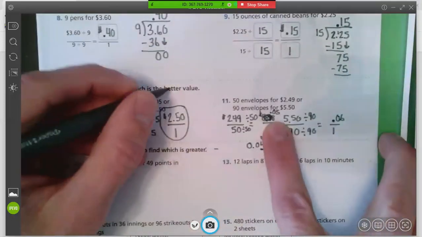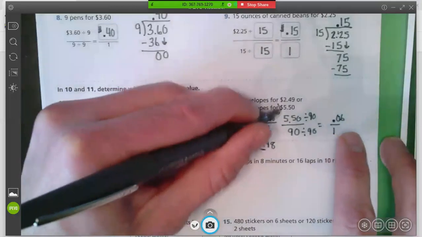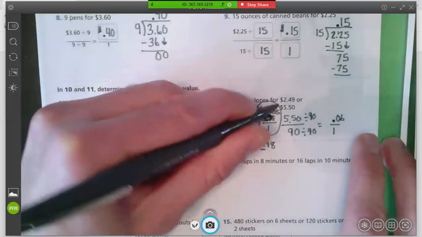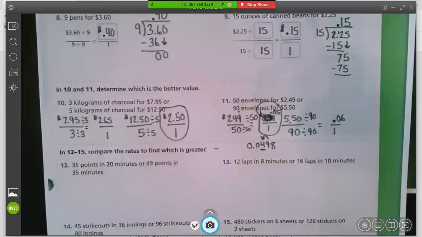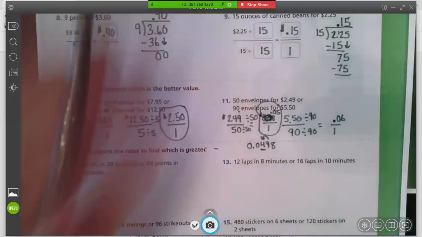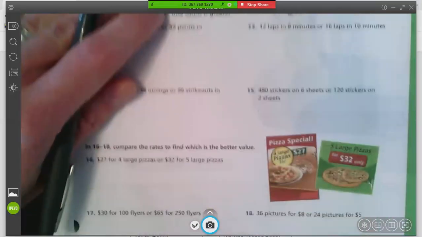So what's the better value? The 5 cents for one envelope. The 5 cents for one envelope, okay? Does anybody have any questions on this?